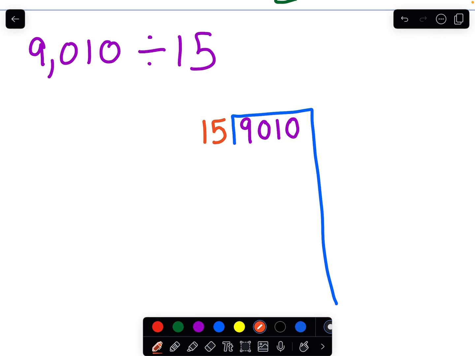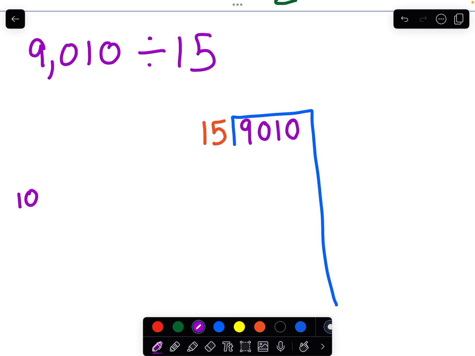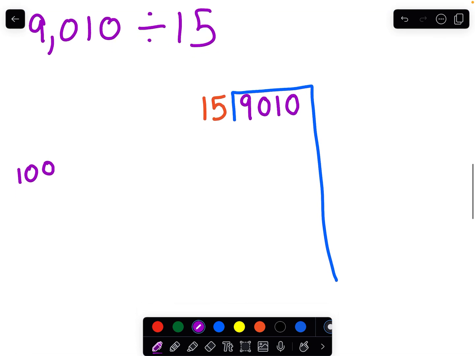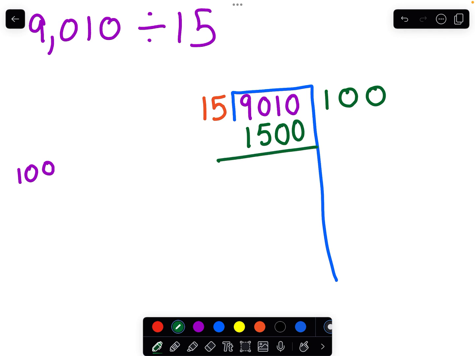Well, let me think. Okay, we've got friendly numbers. We've got 10. 15 times 10 will be 150. Well, that's really far from 9,000. I want to go higher. What about 100? Well, 15 times 100 is 1,500. That gets me a lot closer. So I'll start there because I don't want to make it too confusing. I'll start with 100. 15 times 100 is 1,500.